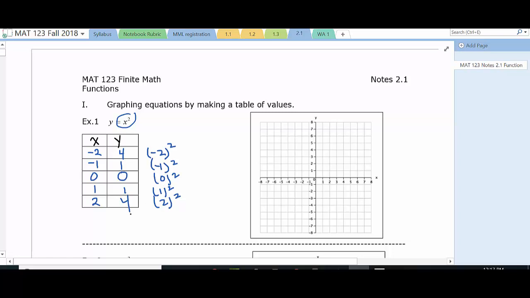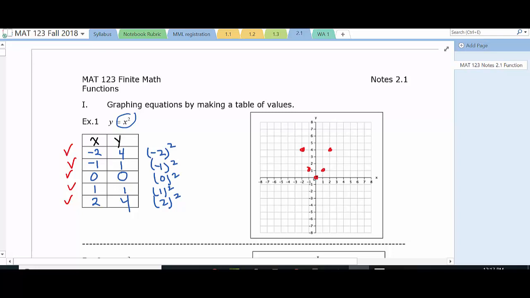When you're doing this on MyMathLab, you'll just put your mouse and click wherever the point is, and it'll put a dot there for you. So let's plot the point -2, 4. That's your first point. Then plot -1, 1. That's your second point. 0, 0. And 1, 1 would be over 1, up 1. And then 2, 4 is over 2, up 4.